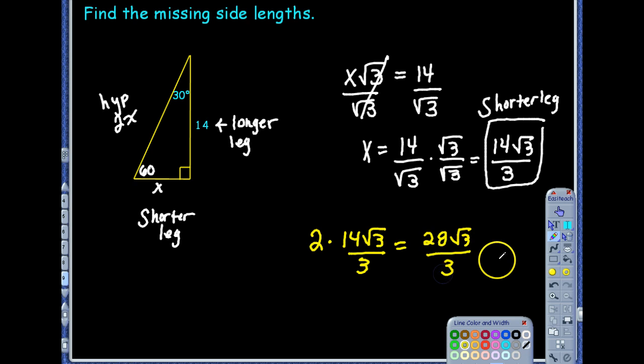And does 3 divide into 28? Nope. So that's just my answer. That's the hypotenuse. And since here they just said find the missing side lengths, that's as far as you could go. Or as far as you needed to go.